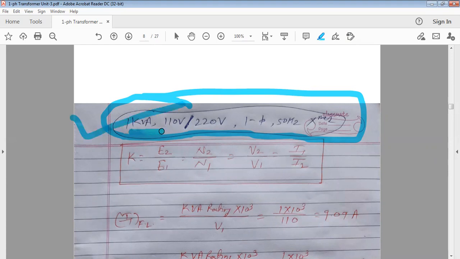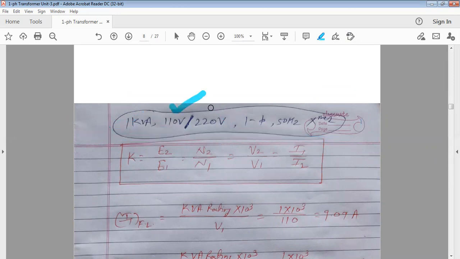Its kVA rating is mentioned on it, how much maximum voltage you can apply on the primary, and how much maximum voltage you will get across the secondary. Then whether it is single phase or 3-phase is also given. It works at what frequency? All transformers in India work on 50 hertz. So the specification is given like this. The transformer you are using for the fifth experiment is a 1 kVA transformer, 110 volt maximum voltage you can apply across the primary, 220 volt maximum you will get across the secondary, a single phase 50 hertz transformer.